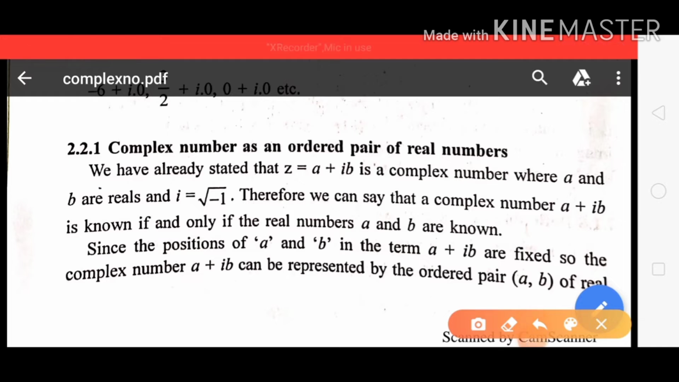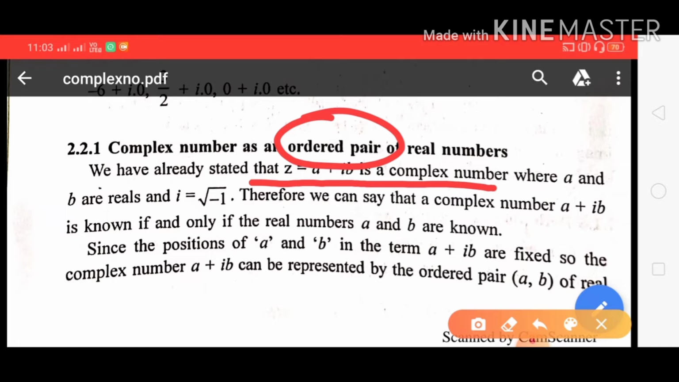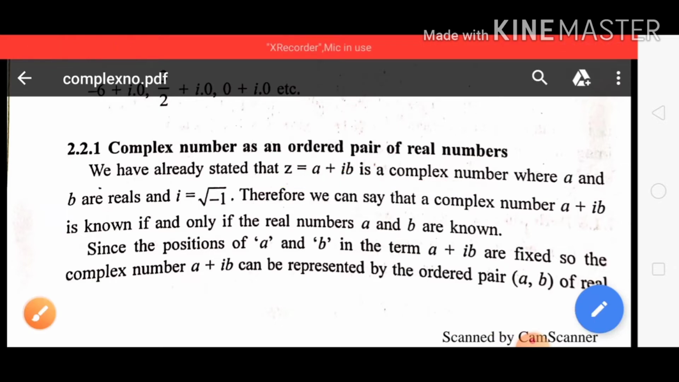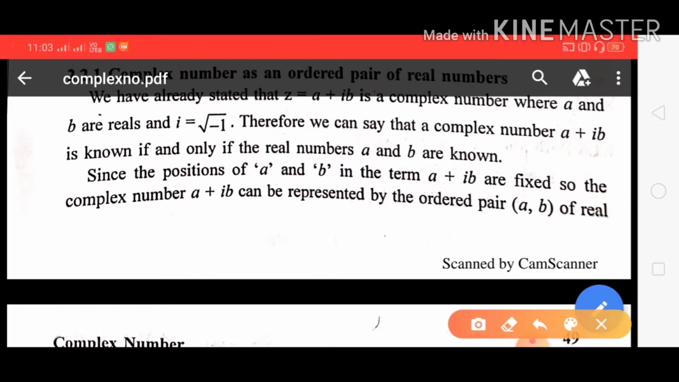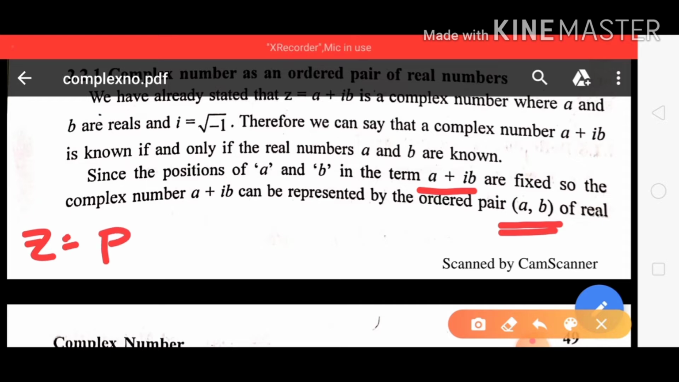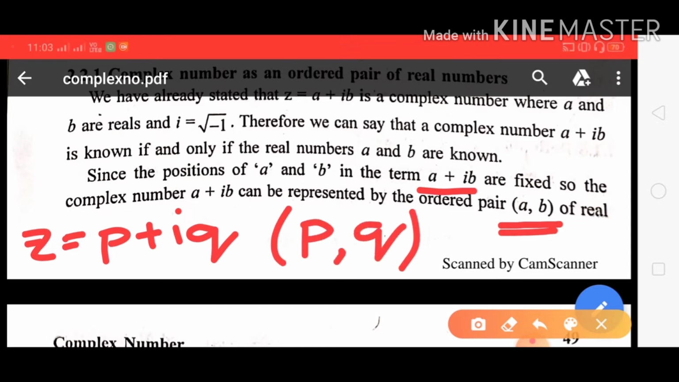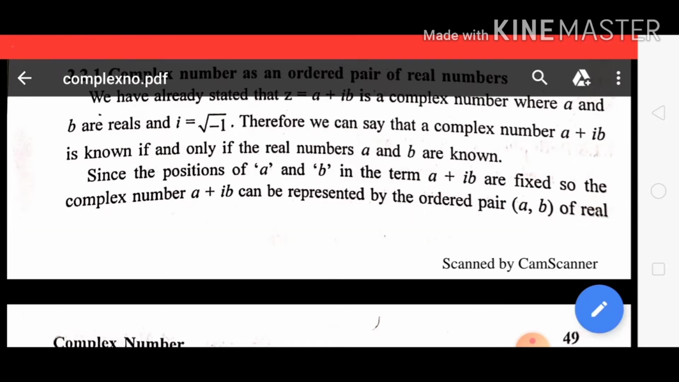You can also represent a complex number as an ordered pair. How? For Z equal to a plus ib, the ordered pair is a comma b. For Z equal to p plus iq, the ordered pair will be p comma q. That means pq.